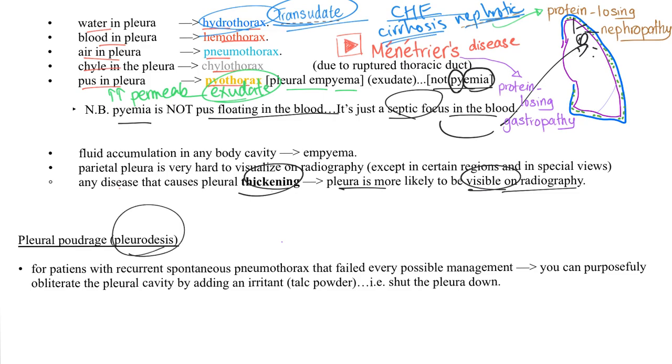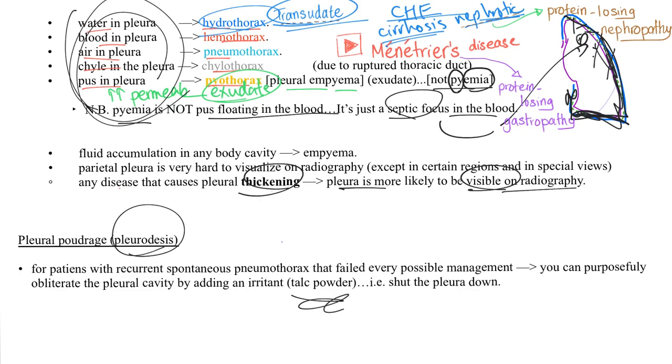Any disease that causes pleural thickening will lead to the pleura being more visible on radiography. Pleurodesis: when you have a patient suffering from recurrent pneumothorax and all of this crazy stuff in the pleura, or it's tuberculosis and you tried everything, it's not working, close the pleura as if it doesn't exist. This is called pleurodesis. How do you do it? Add some talc powder and just obliterate it.